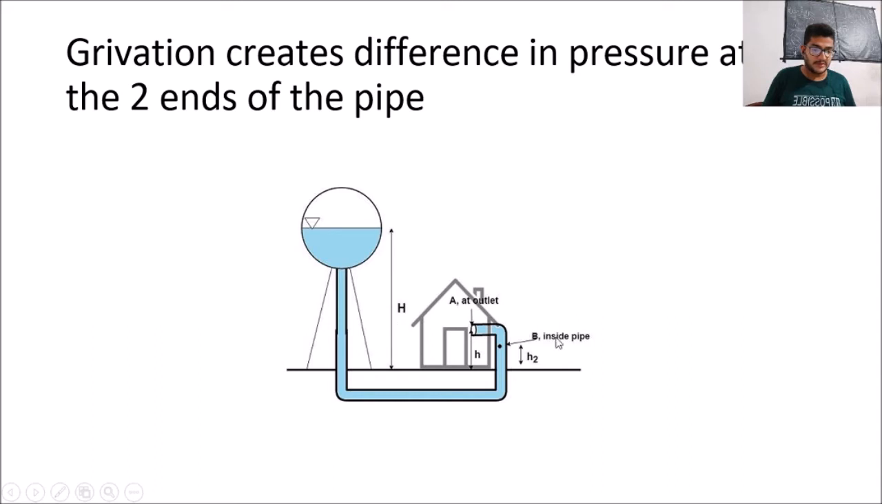This is the H, this is the H2. So water will be coming down and going to the home. We have seen this in rainwater harvesting and just like that. It is as simple as that.